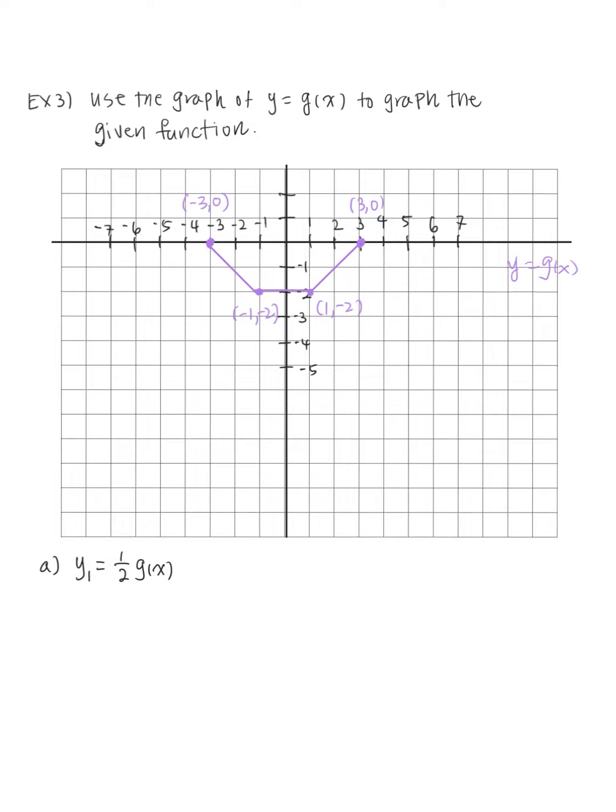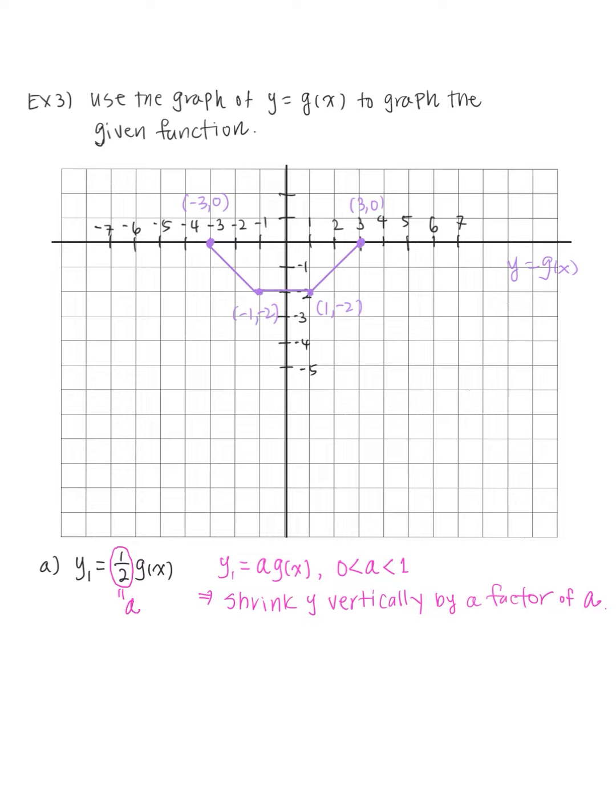Part A, we're going to graph y1 equals 1/2 times g of x. So here, do you see this situation going on? Our y1 is nothing but a times the g of x, where a is between 0 and 1, which implies that we must shrink y equals g of x vertically by a factor of a. Now, who plays the role of a? Yes, you are correct. 1/2 becomes your a.